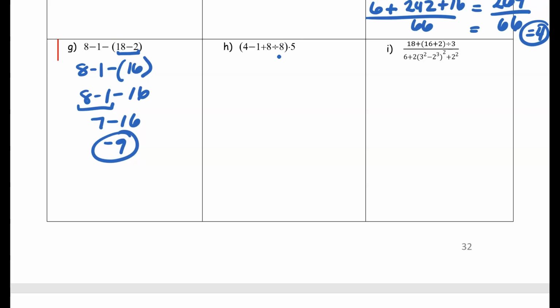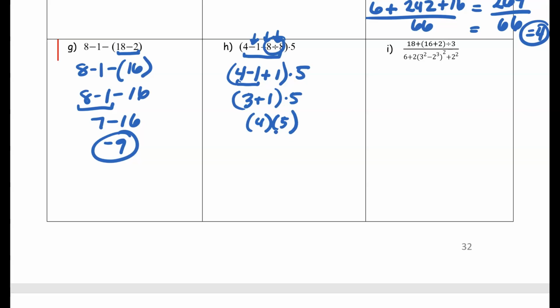Okay, this next part, I'm going to do the inside of parentheses first. So I've got subtraction, addition, and division. I'm going to do the division first. So 4 minus 1 plus 8 divided by 8, so I'm doing this right here, is 1, times 5. Next, I'm going to do the subtraction. 4 minus 1 is 3. And then 3 plus 1 is 4. And then I multiply those and I get 20.